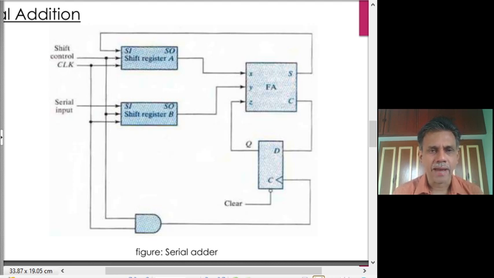So in the end of the last lecture, we saw how the shift registers can be used to implement serial adder. So briefly we will recall it and then look at a different design based on which the same serial adders can be designed using shift registers.